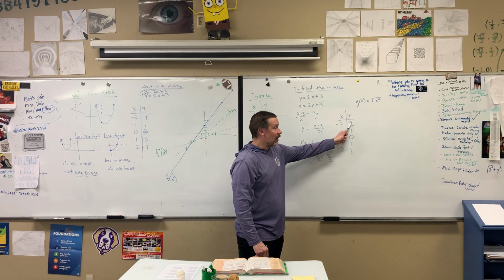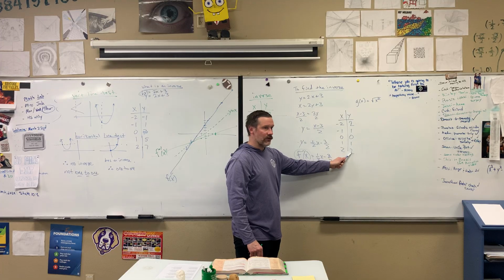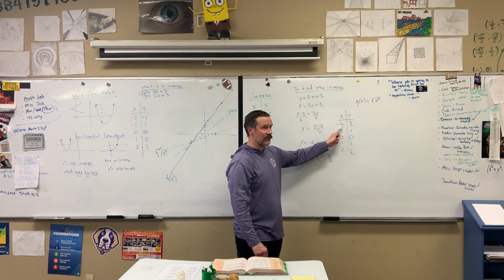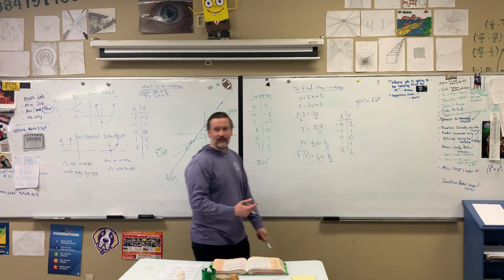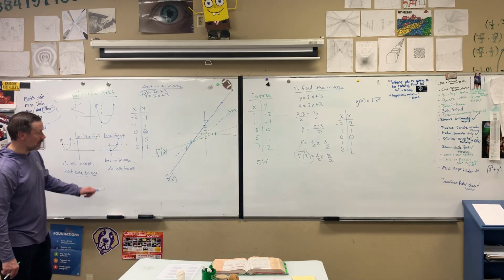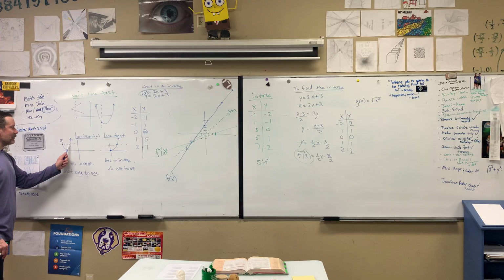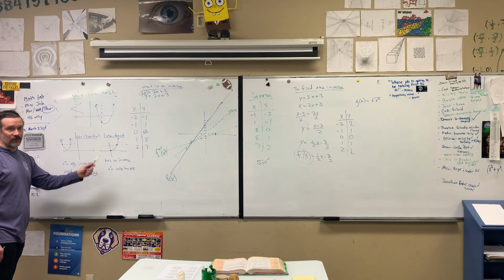Because this y value of 2 occurs twice, it matches to how many x values? This one and this one. So if a y value matches to 2 x values, like this x value here and this x value here match to the same y value, will it pass the horizontal line test?